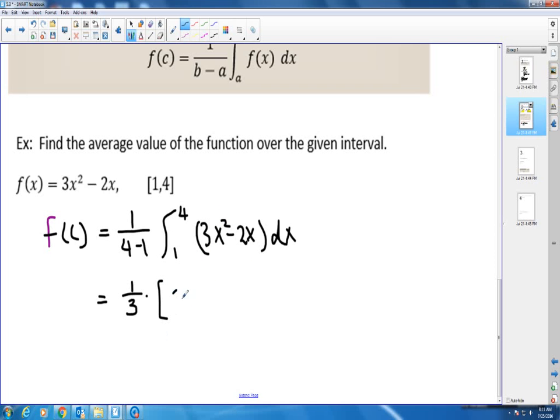Factor the 3 to the front of the integral. 1 over, bring the exponent to the bottom of my fraction, 2 plus 1, x to the 2 plus 1, minus, factor the 2 to the front of the integral, times 1 over, the exponent here is 1, so that's 1 plus 1 times x to the 1 plus 1. We're going to evaluate from 1 to 4.